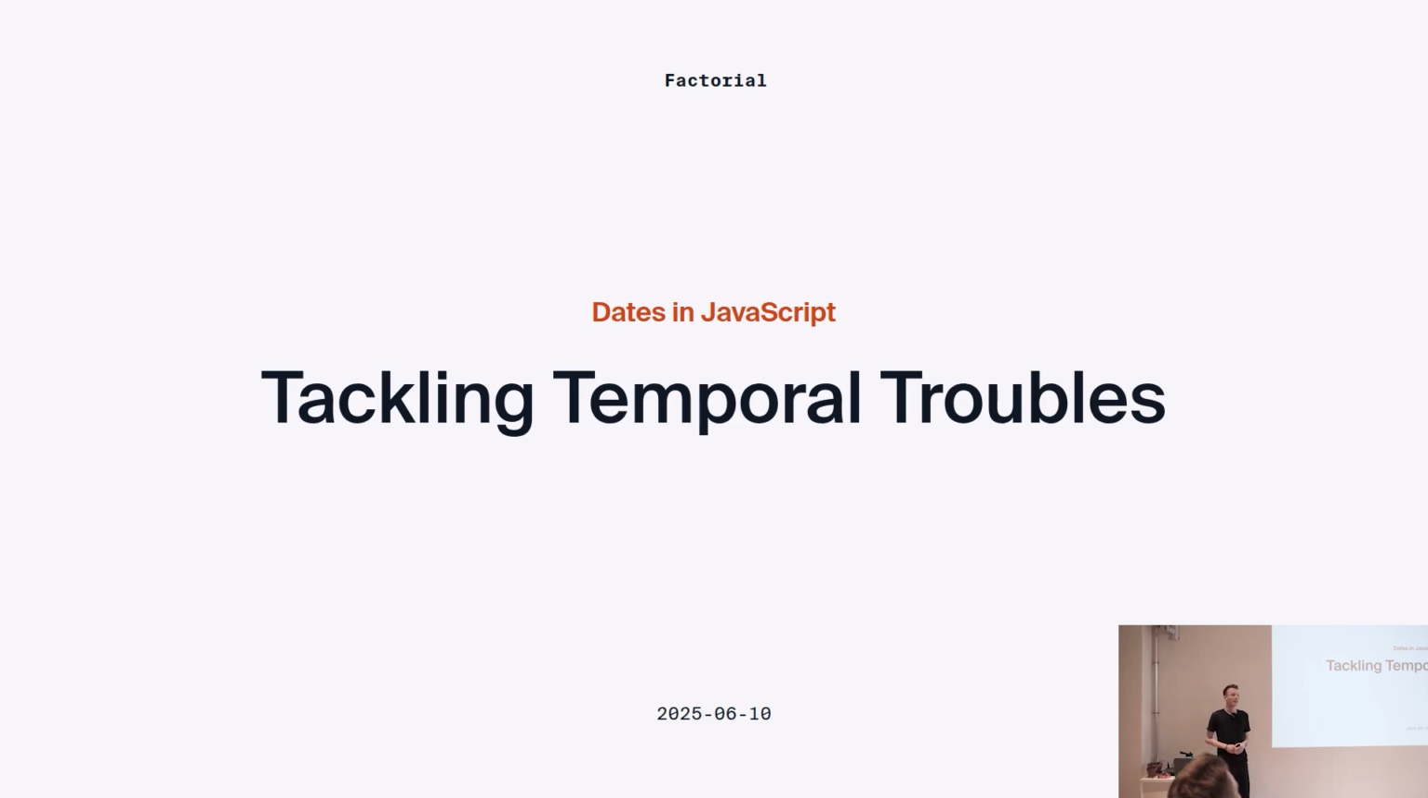But today I want to talk about tackling temporal troubles. This is of course a talk about dates in JavaScript, more specifically about the new Temporal date API.